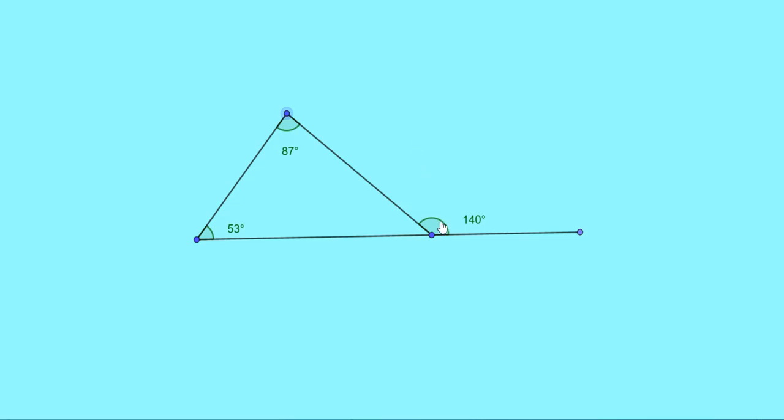You may remember this property: the exterior angle is equal to the sum of the interior opposite angles. Here 140 is the exterior angle. If you add the interior opposite angles, 87 plus 53, you will get 140 degrees. So in all cases, if you find the exterior angle, you will get the sum of the interior opposite angles. This property we can call the exterior angle property.